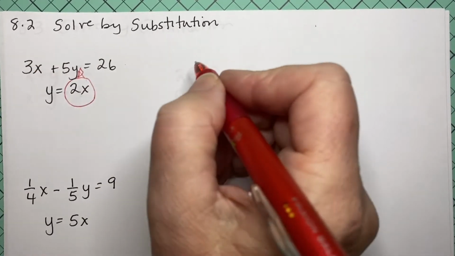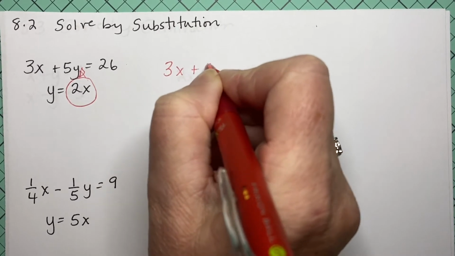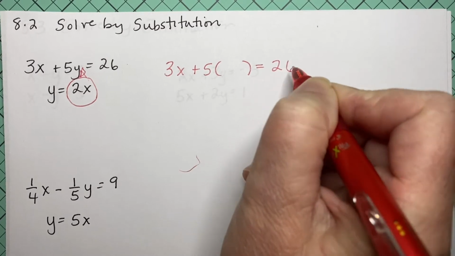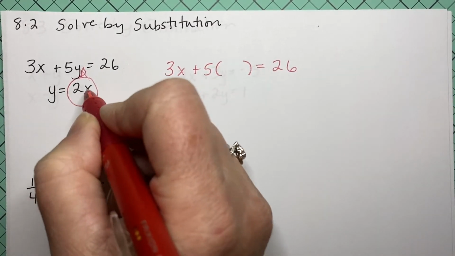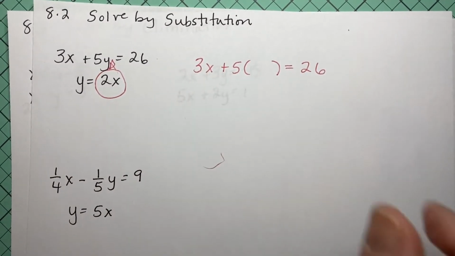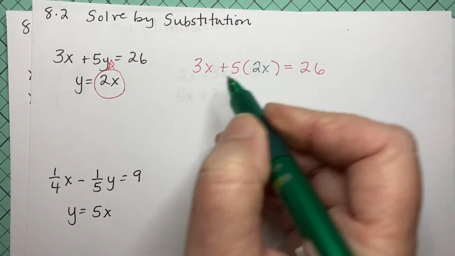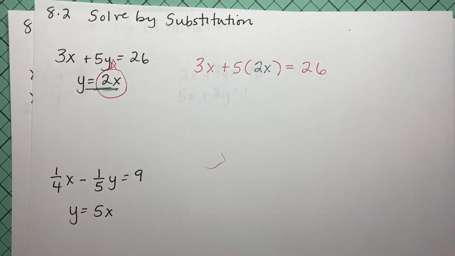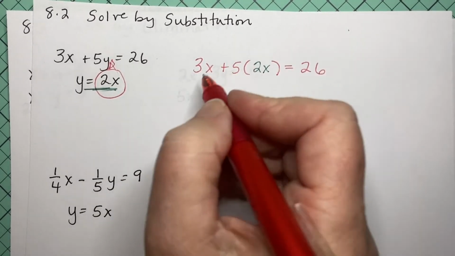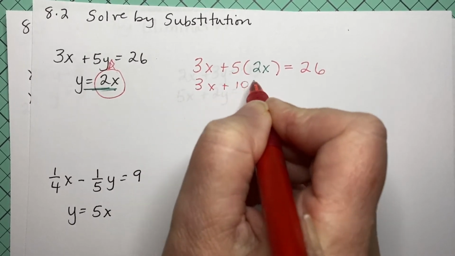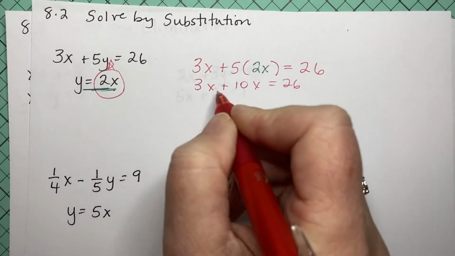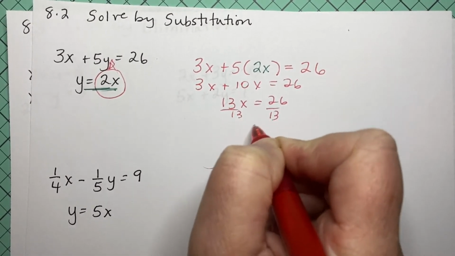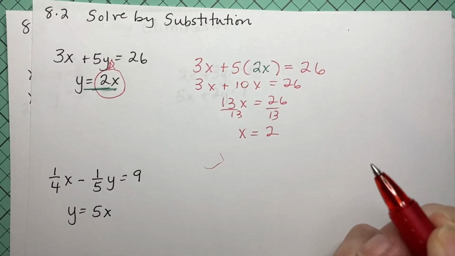So this next equation becomes 3x plus 5 in parentheses, because we're going to plug in for y, equals 26. What goes in for y is that 2x. Since y is equal to 2x, we plug 2x in for y. Then we just solve, so we get 3x plus 10x equals 26, and then 13x equals 26. Divide by 13, and x equals 2.